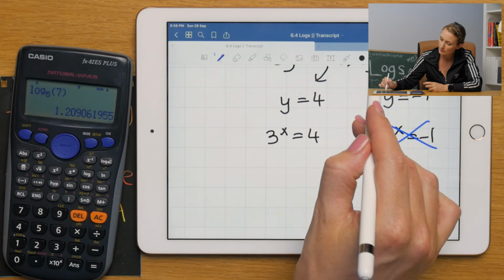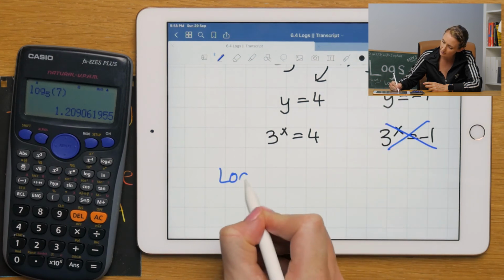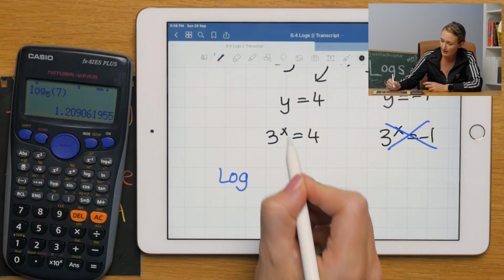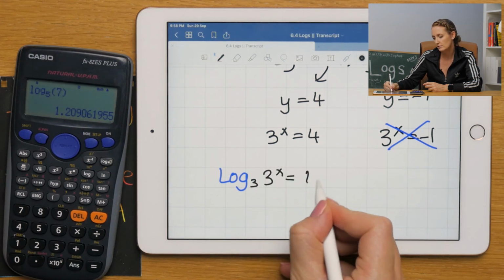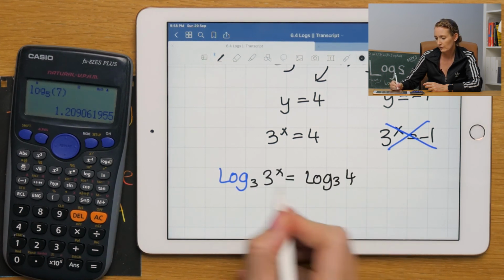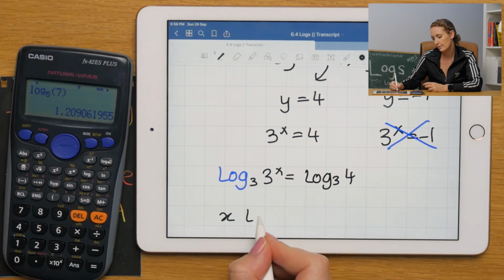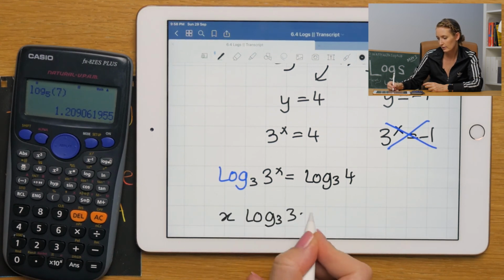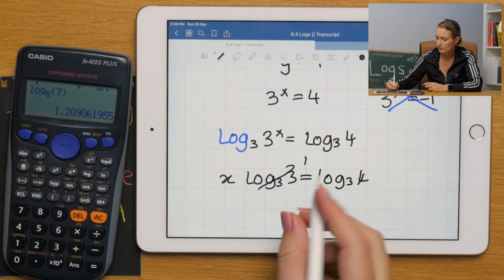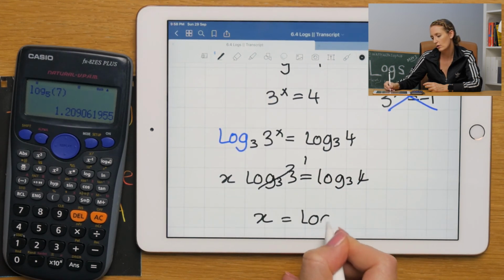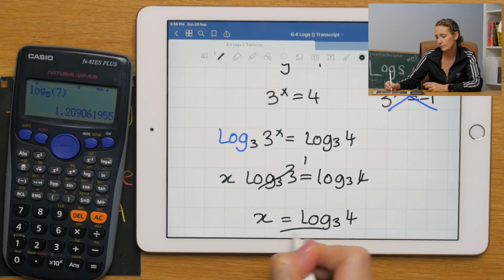So here we just have to take logs on both sides. Whenever you see an x in the power, I want you to take logs on both sides. Pop the x down. And that's 1. So x is equal to log base 3 of 4.